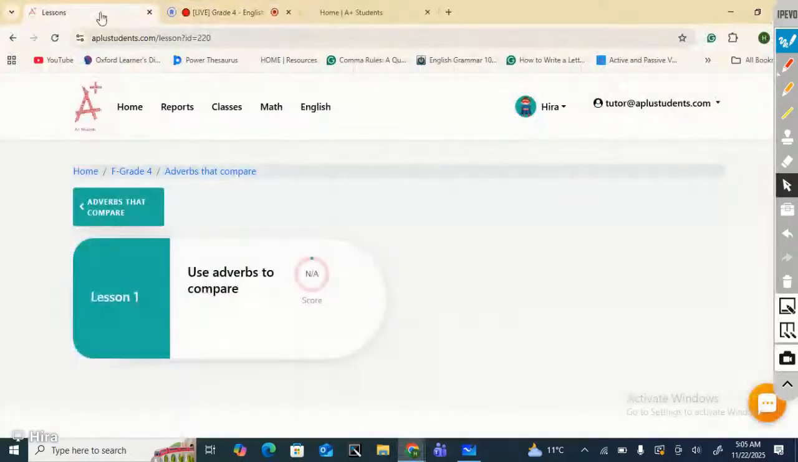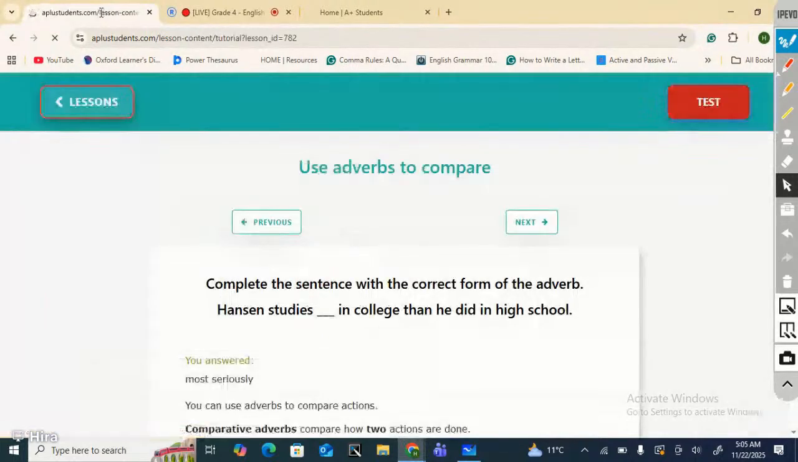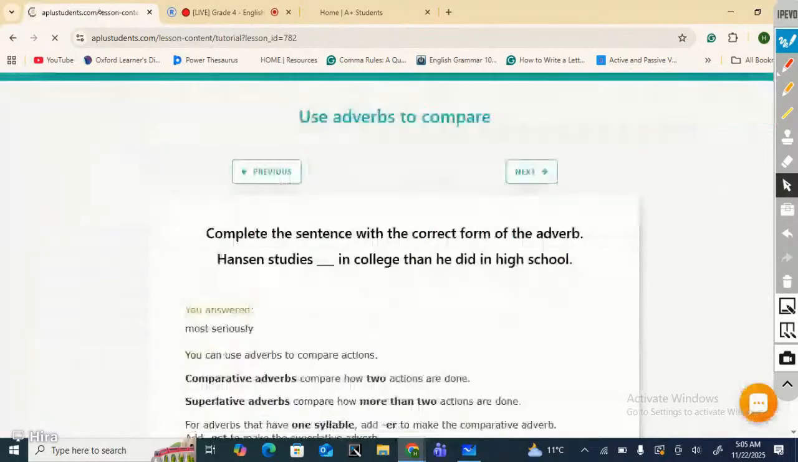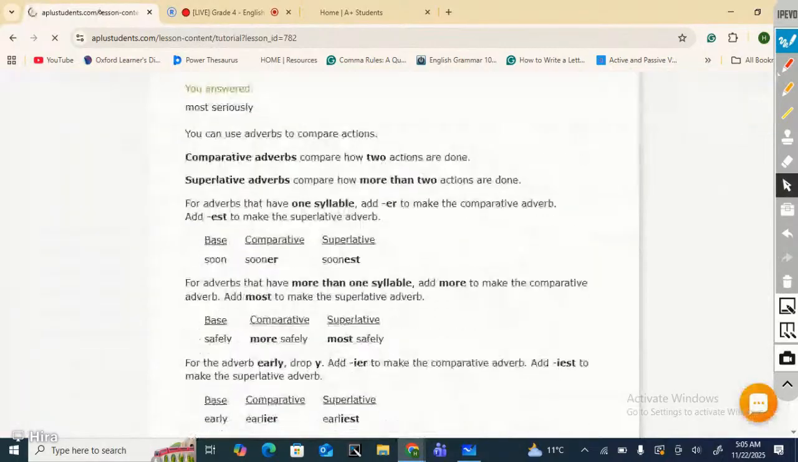Okay, so in this chapter, there is one lesson only. The chapter name is Adverbs that Compare. In this one, we'll use adverbs to compare. What are adverbs? Do you know? Well, let me tell you briefly.